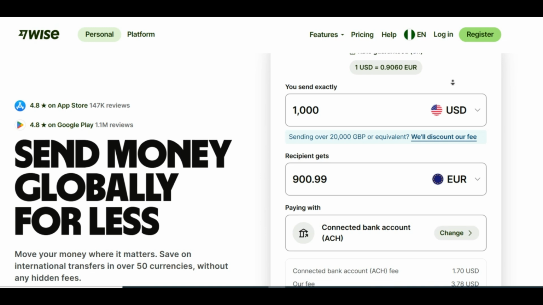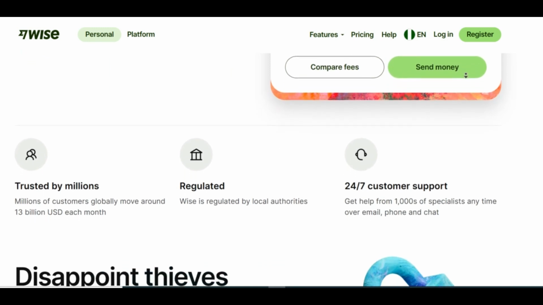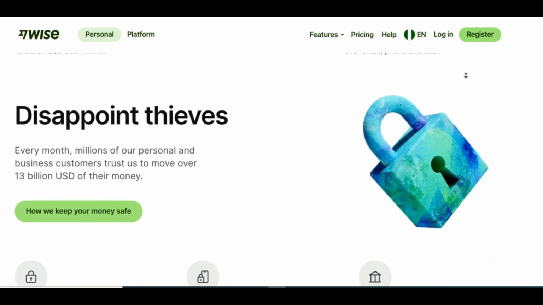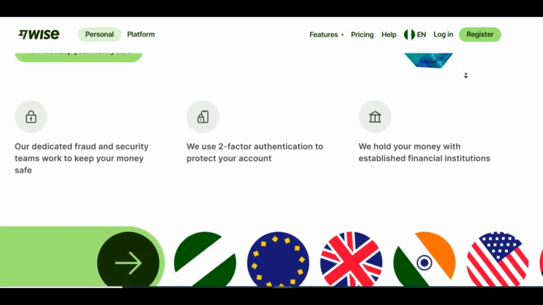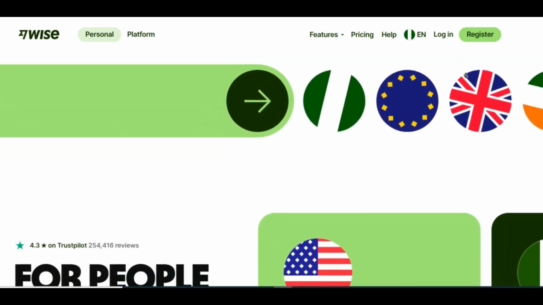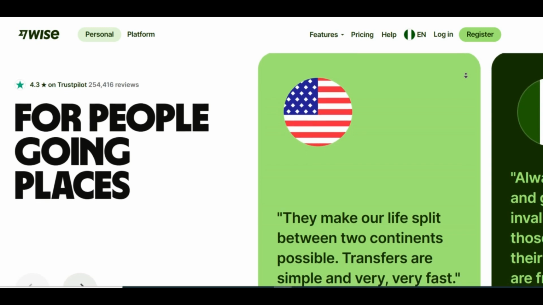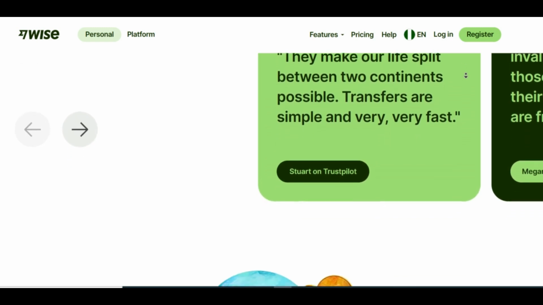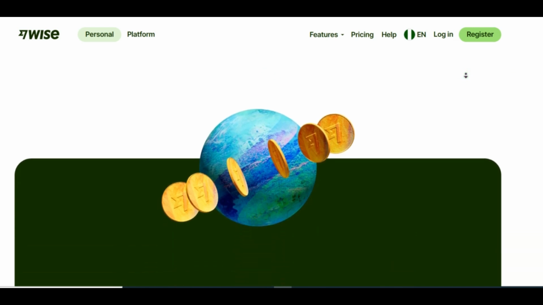Currency support. PayPal supports a wide range of currencies, but its exchange rates and fees can make some currency conversions expensive. Wise also supports a wide range of currencies and excels in providing cost-effective conversions, especially for less common currency pairs. Account features. PayPal offers a broader range of features, including online shopping payments, invoicing, and business tools. It also integrates with many e-commerce platforms. Wise focuses primarily on international money transfers and multi-currency accounts. While it offers business accounts with additional features, its primary strength lies in its currency conversion capabilities.